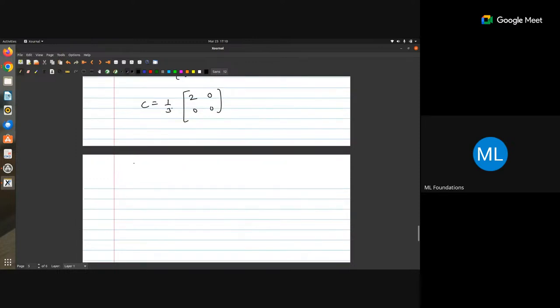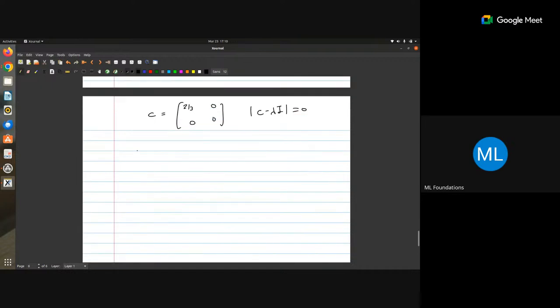So generally what I do is, I just don't consider this 1 by 3 initially while calculating the eigenvalues. You can do it, it's not a problem, but in this case, because it's easier here, it's 2 by 3, 0, 0, 0, right? And to find the eigenvalues of the matrix, what should I do? C minus lambda I. So the determinant of this is equated to 0. So this determinant will be 2 by 3 minus lambda, 0, 0, minus lambda, right? Yes, this is C minus lambda I.